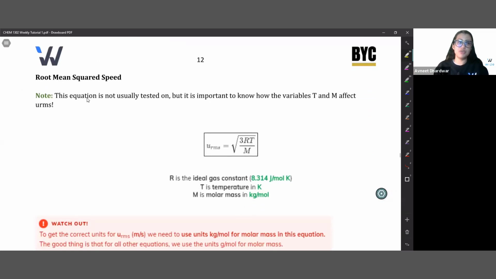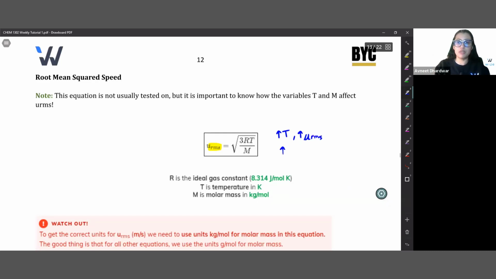So this relates to the root mean squared speed equation. This one is not commonly tested on, so we're not going to spend too much time here. But what's nice about it is that it helps us understand the relationships between speed and temperature, and speed and molar mass. If we increase temperature, we can see that they're both in the numerator, so you're also going to increase the root mean squared speed, or you can just think of it as the speed of a particle.